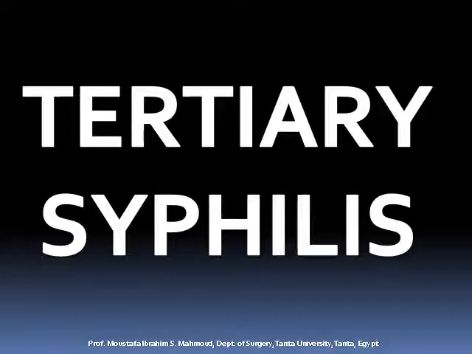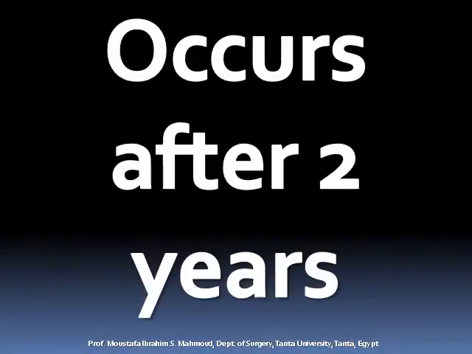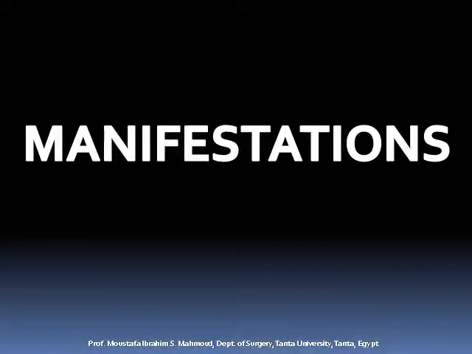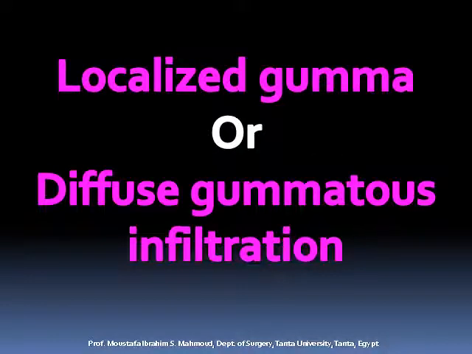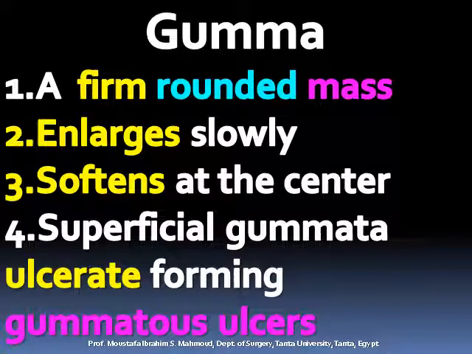Tertiary syphilis occurs after 2 years. Manifestations: localized gumma or diffuse gummatous infiltration. A gumma is a firm, round mass, enlarges slowly, softens at the center; superficial gummata ulcerate, forming gummatous ulcers.